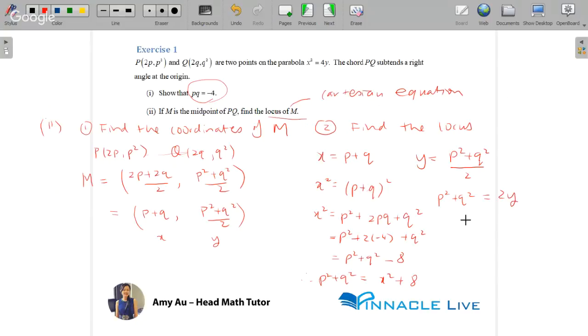All right, so once you've done that, then we're going to take the y coordinate, just multiply the 2 across first, okay, and sort of sub them in. So that's 1, that's 2, sub 1 into 2, because they're both expressions for p squared plus q squared, so they're now linked together. So x squared plus 8 is equal to 2y.